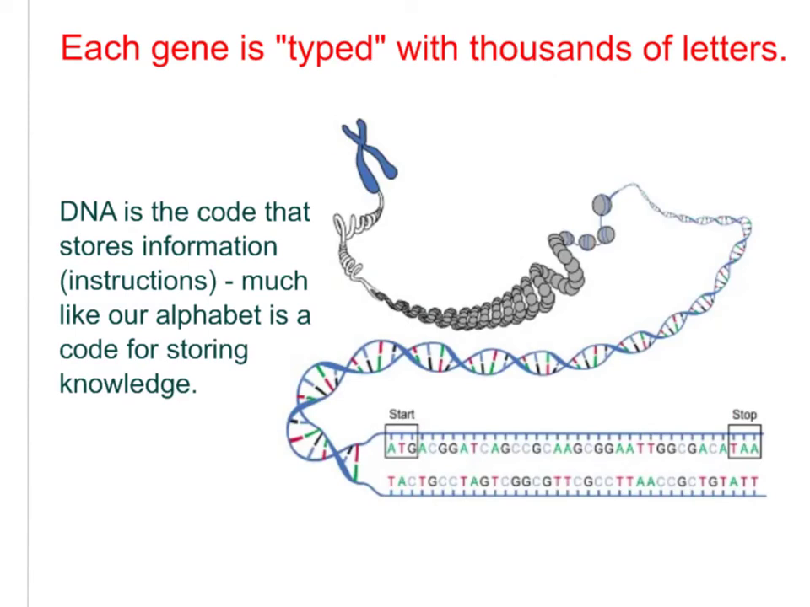All right, before we really dig into the DNA structure a little bit more, keep in mind that each gene is basically typed with thousands of letters. So here we have our chromosome, and we unravel it into this long, long, long strand of DNA. Remember how long it is. And that thin little long strip is really, remember, the rungs on the ladder, and we'll look at that in a minute.